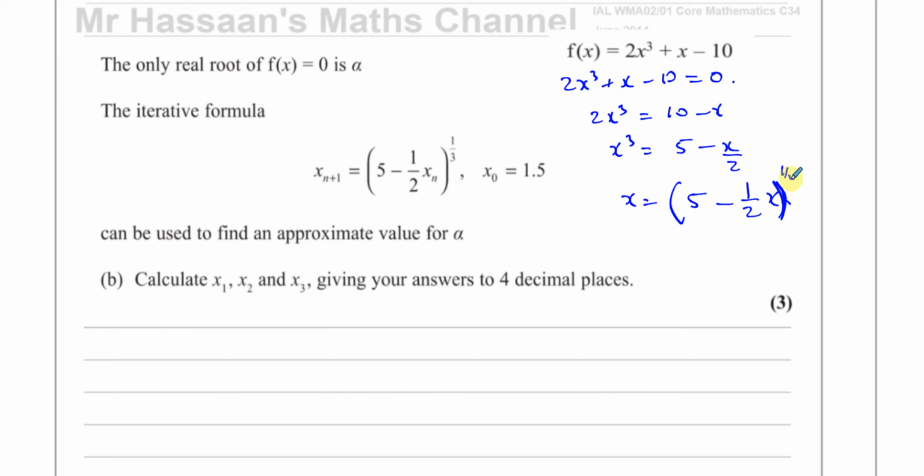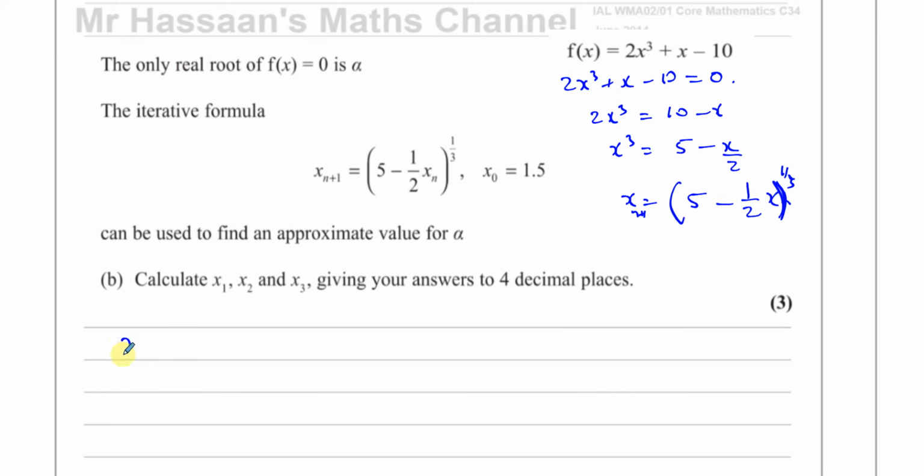The iterative formula is used to find the next value of x. You put a value of x in here. Here, the first value is x0, 1.5. Replace that in here, and that gives you the next value of x. When you put the answer you've got in again, this will be x1, for example. When I put this in, it will give me x1. Then I put x1 in, it will give me x2. What will happen is it will get closer and closer to the root.